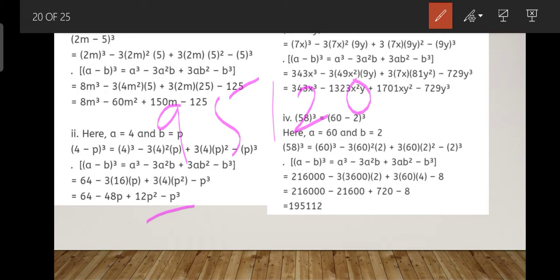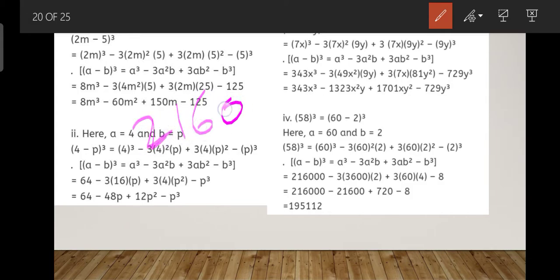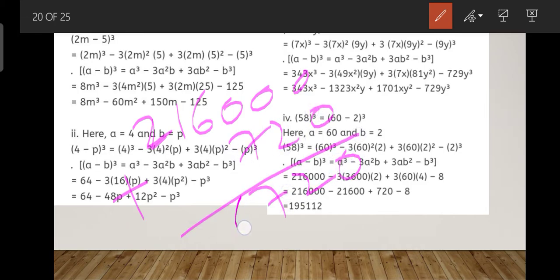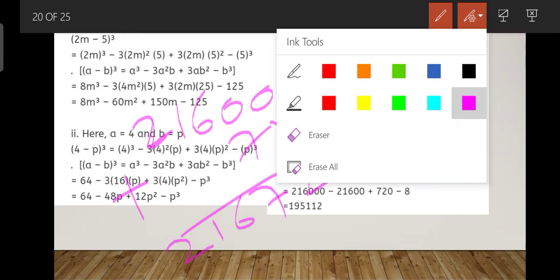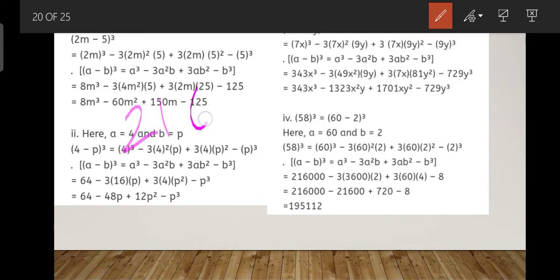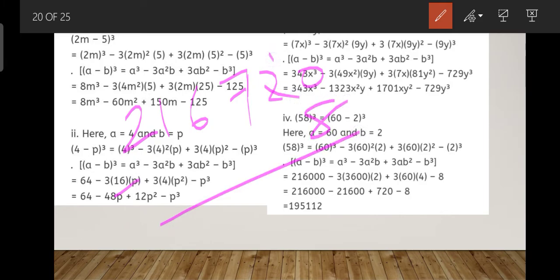Wait. Again we are going to erase all. So 216000, first we are going to add, then we are going to subtract. Okay. So 216000 plus 720, so we have 216720. Minus 8. If we subtract 8 first, what will we have? 10 minus 8 is 2, 1, so 216712.